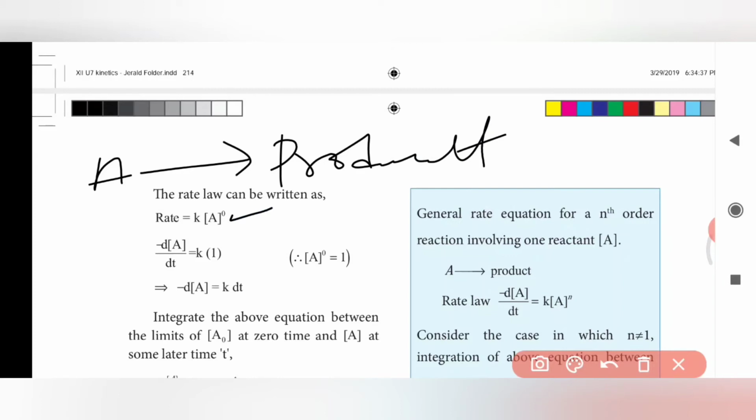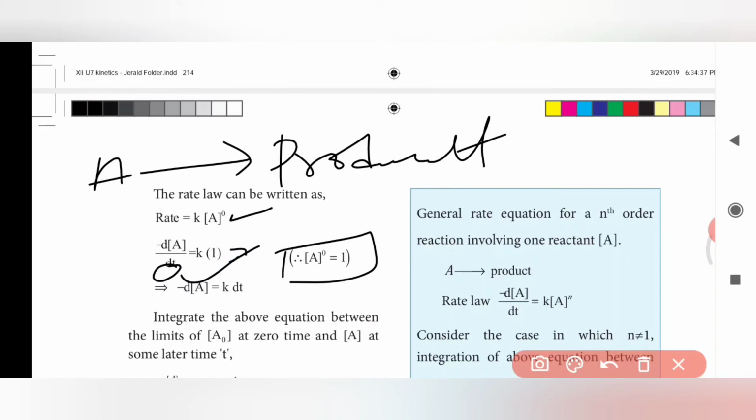It is a differential equation, so we will get minus dA by dt equal to k. Anything to the power 0 is nothing but 1. So the concentration of A to the power 0 is 1. If you bring this dt to the right hand side, we will get minus dA equal to k dt.